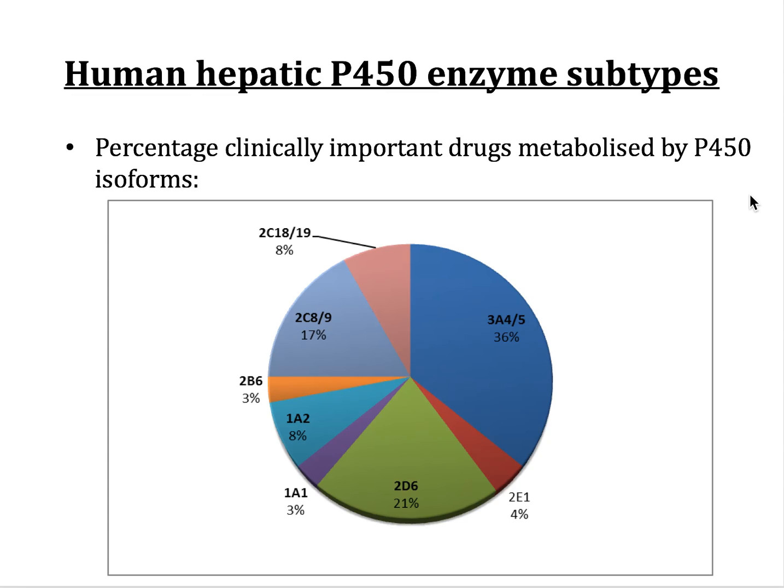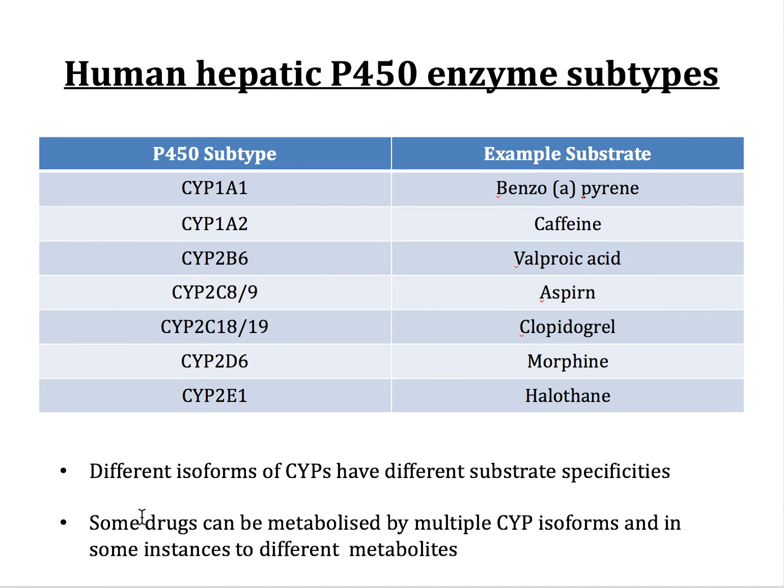So there's 18 families, and different forms include 2D6 for morphine, 2C19 for clopidogrel, aspirin is 2C8, CYP1A2 is caffeine. Different isoforms, but bear this in mind, some drugs can be metabolized by the same CYP isoform.